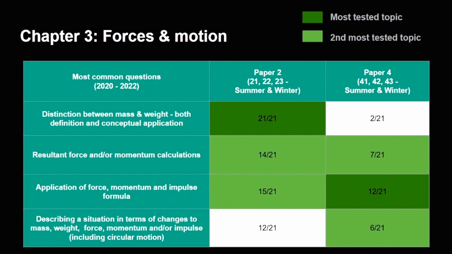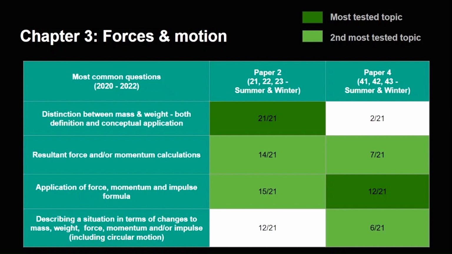My approach, again, starting off with step one, is to look at the most recent past papers. So I've taken 2020 to 2022. I've looked at paper 2 and paper 4. Paper 2 is your multiple choice paper. Paper 4 is your theory paper. I've looked at all the variants within these papers.